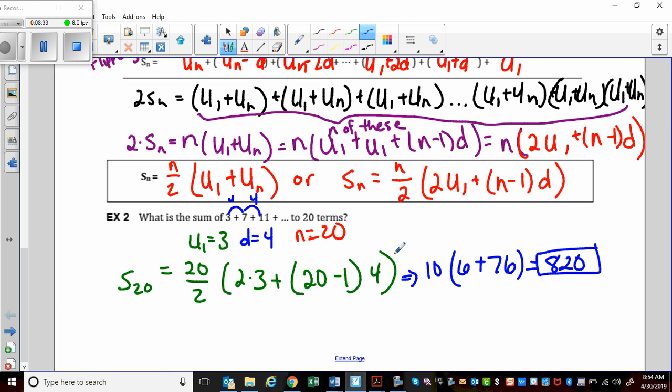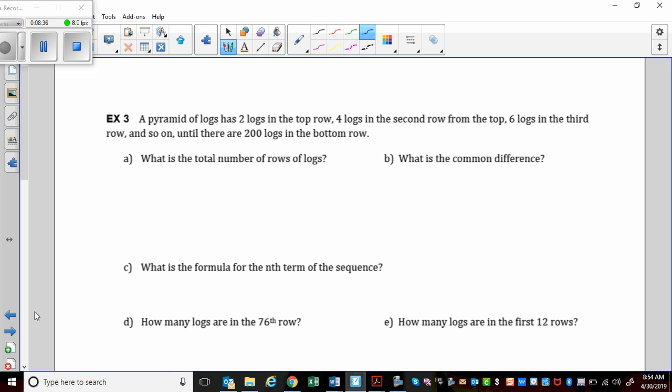Alrighty. Go ahead and flip your paper over, and let's try a couple of examples. So I just wanted to read this. It says a pyramid has logs, 2 logs on the top row. So there's like 2 right here, 4 logs on the second row, then 6 logs on the third row, and so on until there are 200 logs on the bottom row. So they're actually giving you your u sub n. So we can use the first formula maybe.